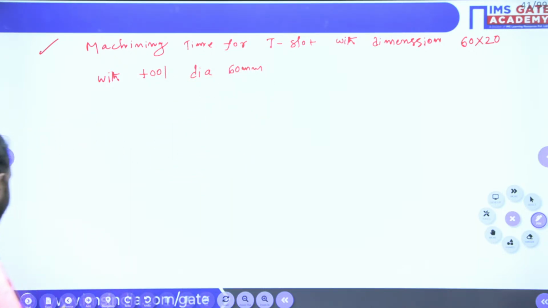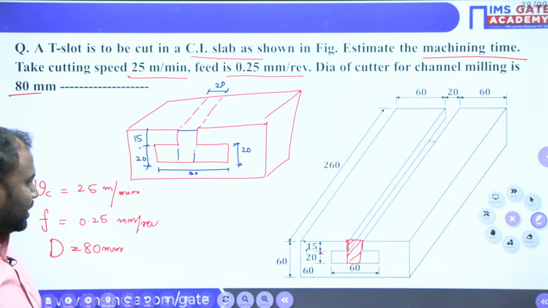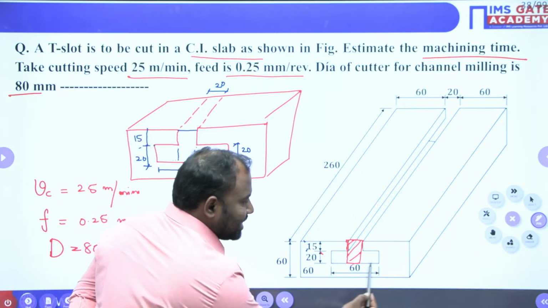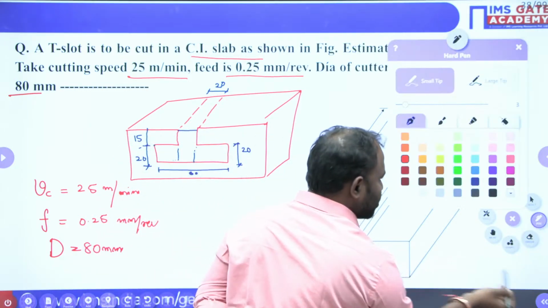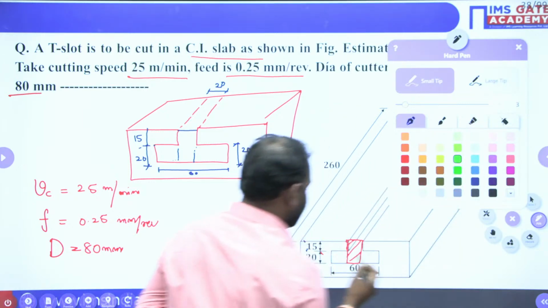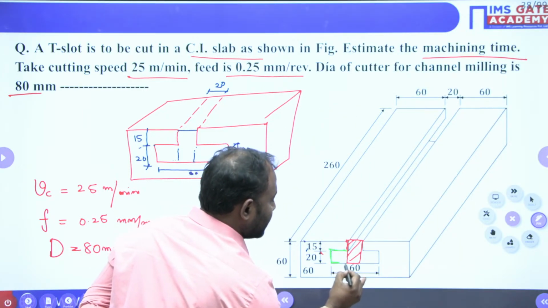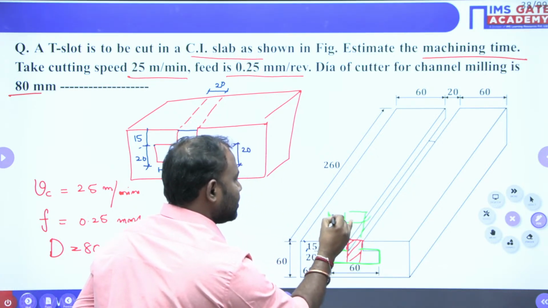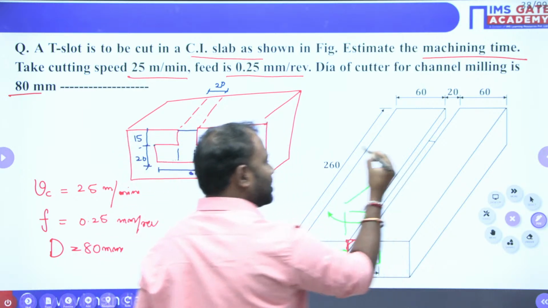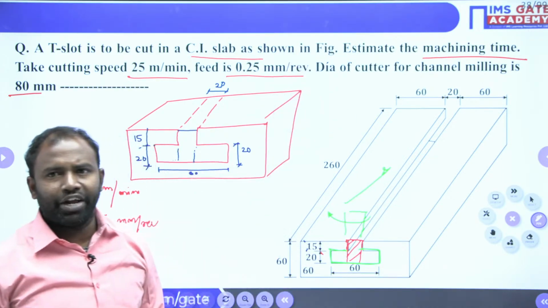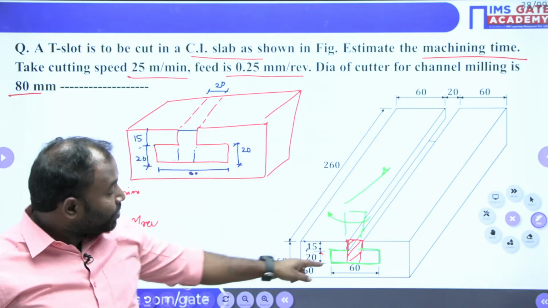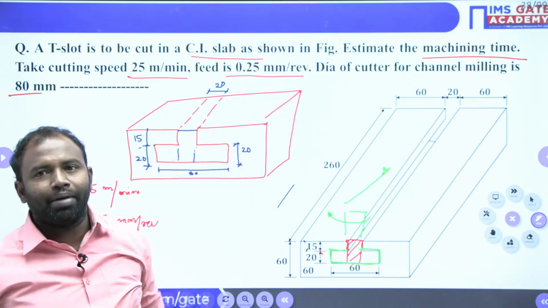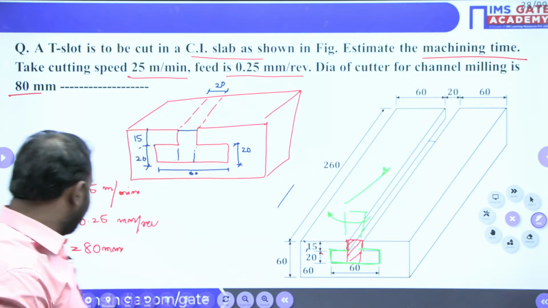Now let me explain how it is 60. See guys, now we have produced this slot. Now a 60 mm slot has to be taken. The slot mill cutter will take it, and it has dimensions like this, and it has to move like this. Clear, everybody? Now 60 mm diameter of the tool, 20 mm depth, it has to machine along 260 mm. For that we have to calculate the machining time.